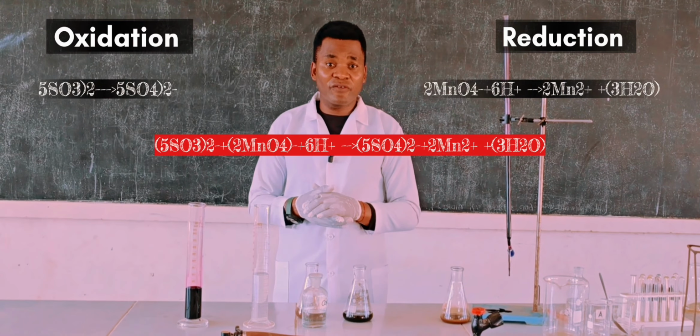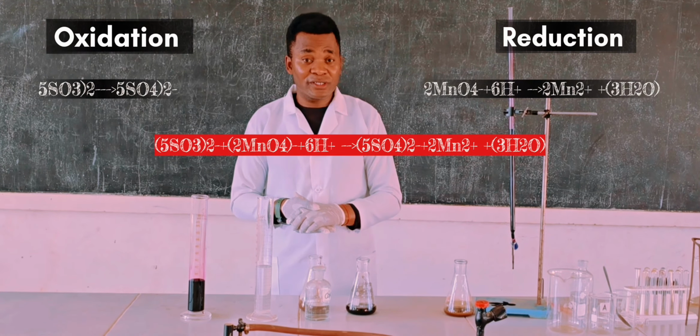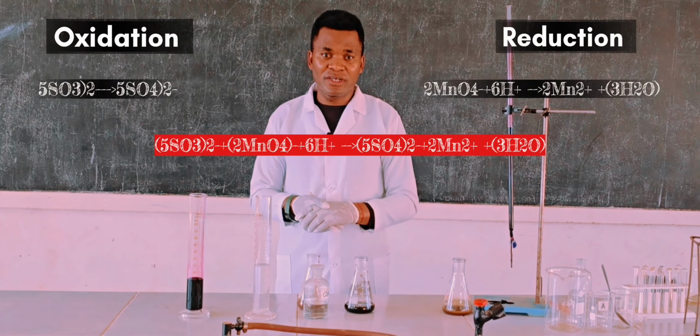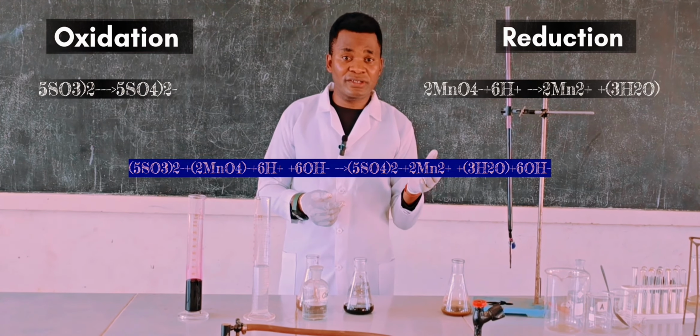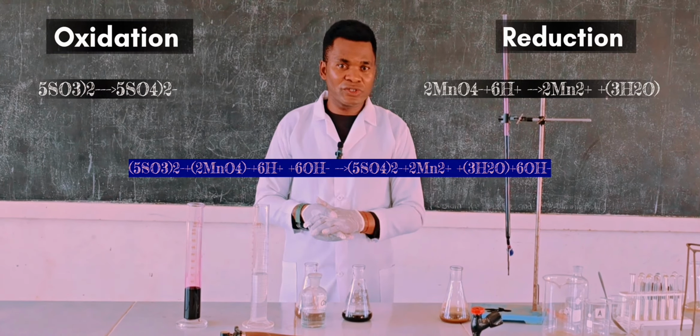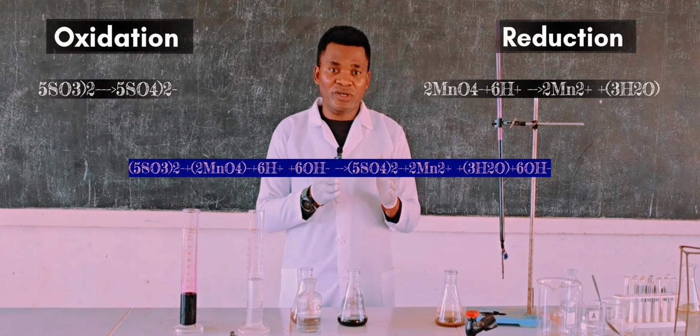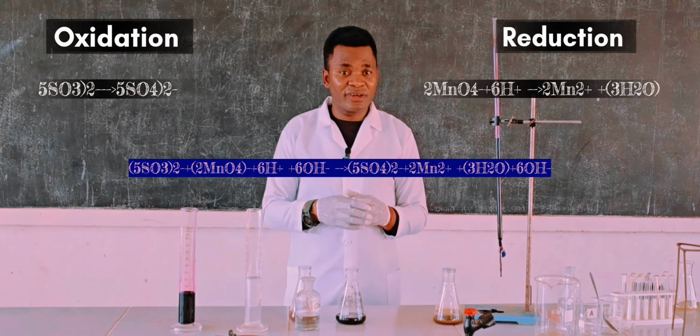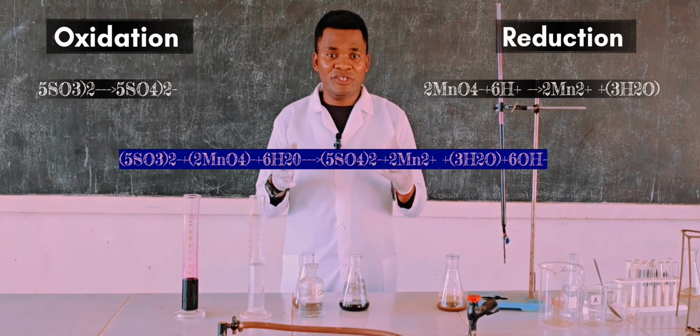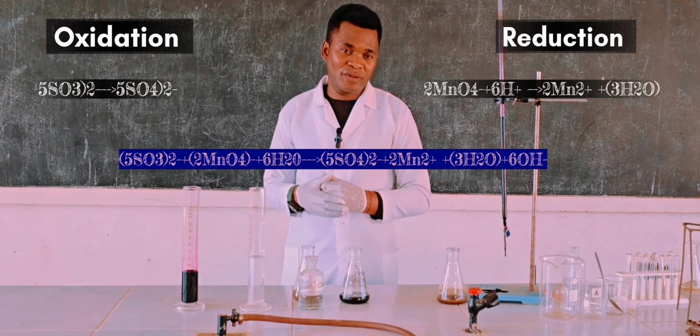So how do you balance in basic medium? You simply add the number of hydroxide ions to neutralize the hydrogen ions in these reactions and get water molecules. So we add these 6 hydroxide ions to cancel these hydrogen ions, and then you can clearly get the water molecules. Now the reaction has been balanced well in both basic and acidic medium.